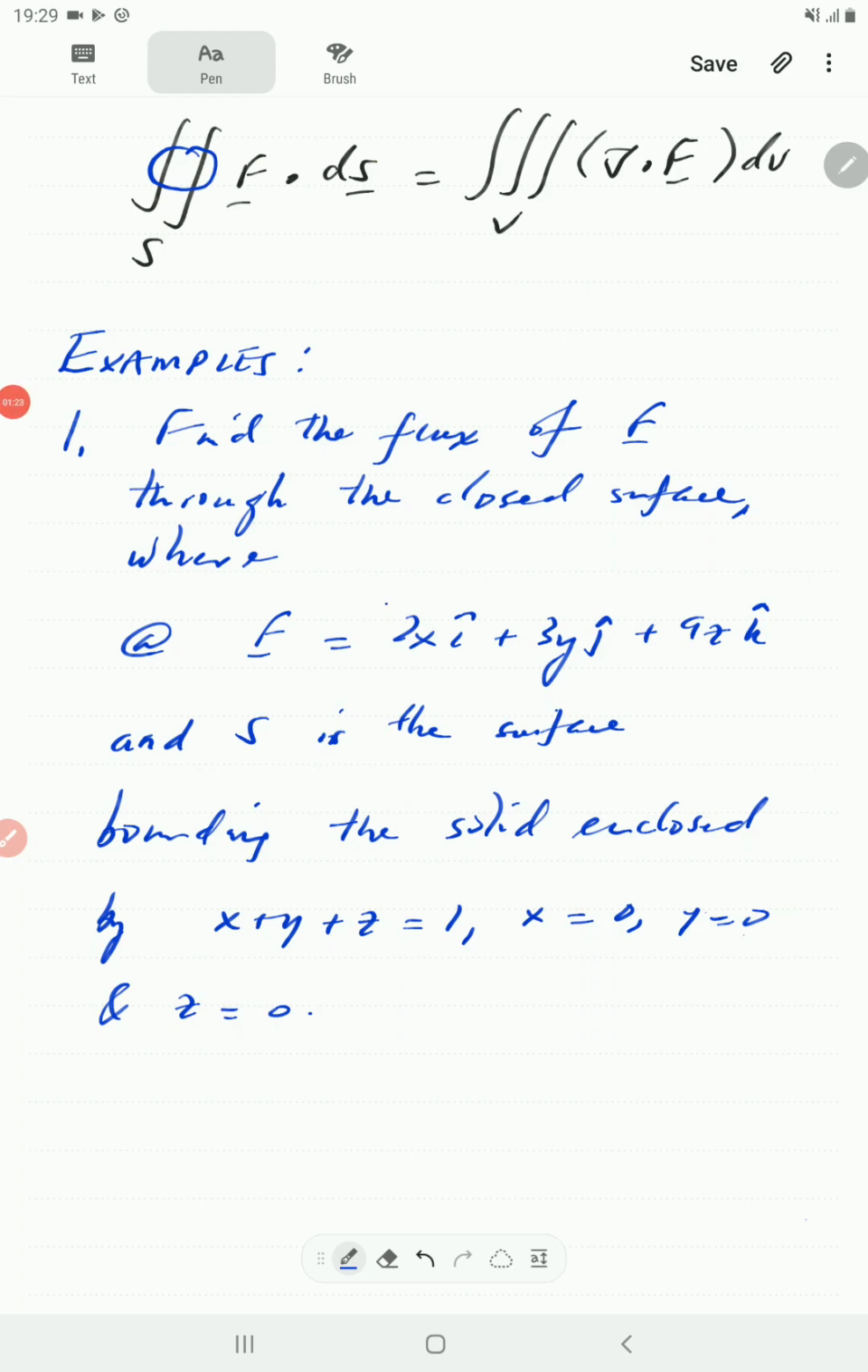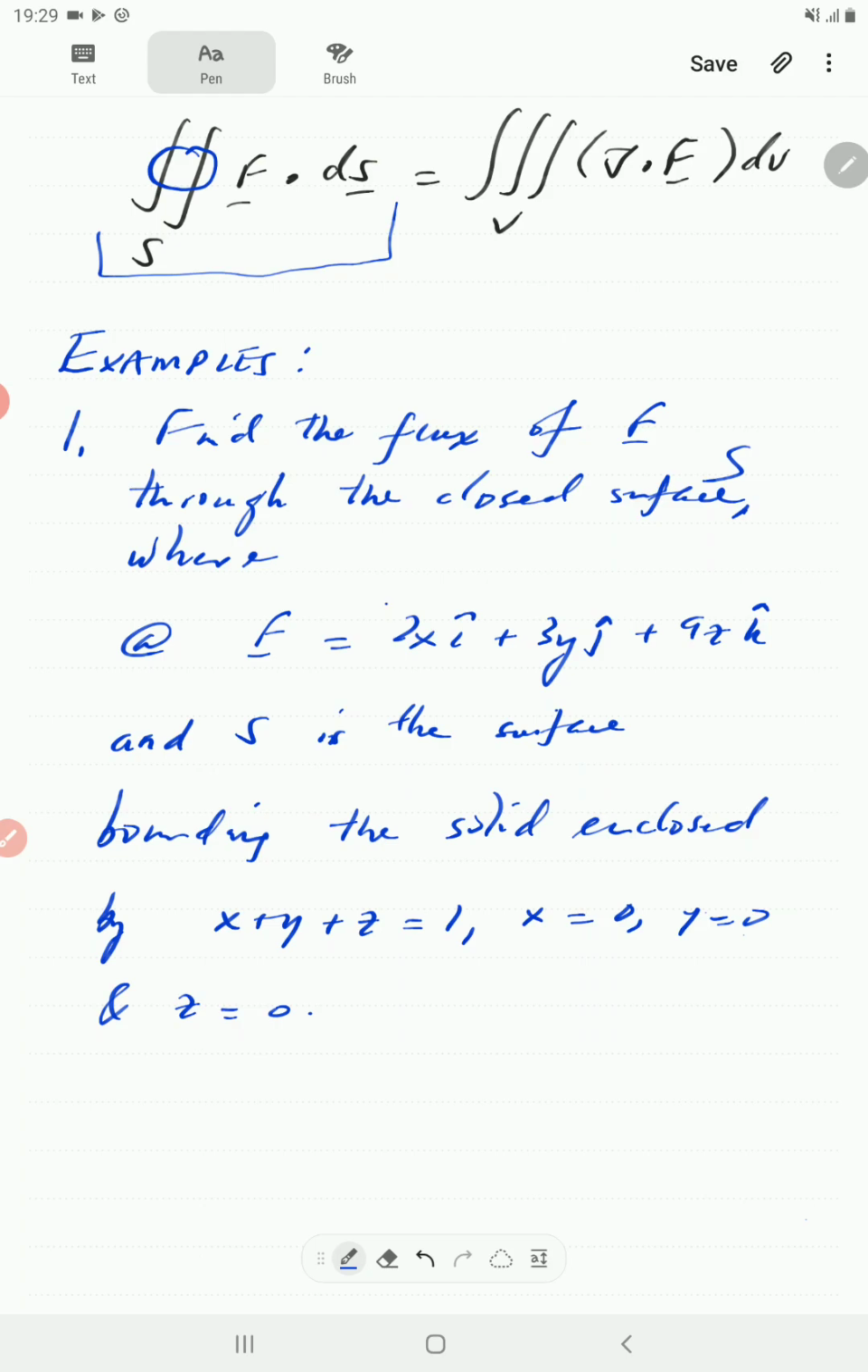Okay, so in this first example, find the flux of F through the closed surface S, where the vector function or vector field is given by this, and S is the surface bounding the solid enclosed by the plane x plus y plus z equal to 1, the plane x equals 0, plane y equals 0, and the plane z equals 0. So the flux is this side of the theorem.